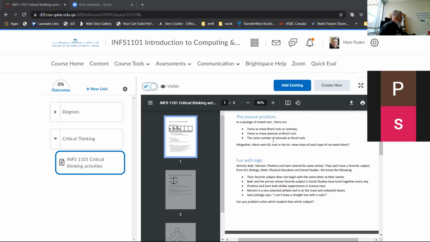Anybody got some ideas on that one? I would start with the cashew nuts. I'd use symbols, like the cashew nuts is C, right?